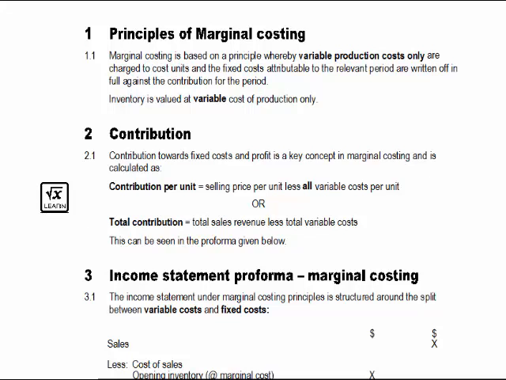In this chapter, we're going to look firstly at the principles of marginal costing. Now, marginal costing differs from absorption costing because it's based on a principle where we're only going to charge variable production costs to our cost units. Our fixed production costs are going to be attributed to the relevant period, and they're going to be written off in full against what we call the contribution for that period.